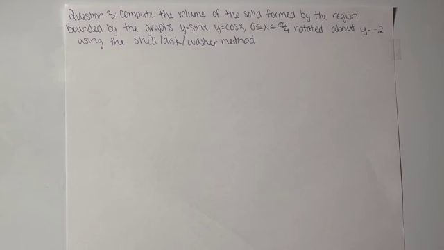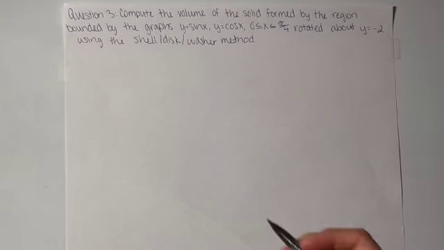For question 3, it says, compute the volume of the solid formed by the region bounded by the graphs y equals sine x, y equals cosine x, and with bounds from 0 to pi over 4, rotated about y equals -2 using the shell, disk, or washer method.